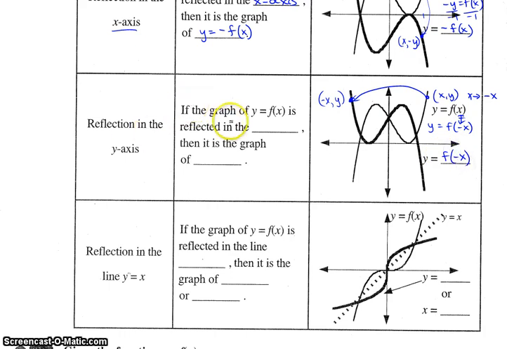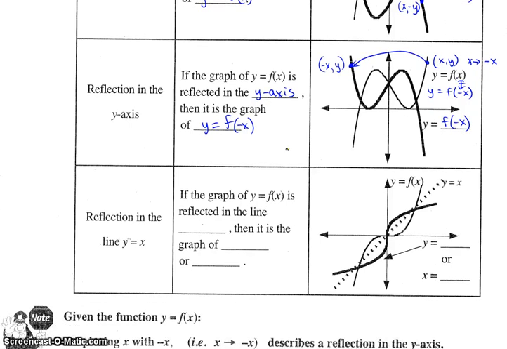Now back to this part. If the graph of y equals f of x is reflected in the y-axis, then it is the graph of y equals f at negative x. Just think, if I'm reflecting in the y-axis, x is changing sign, and therefore you replace x with negative x.